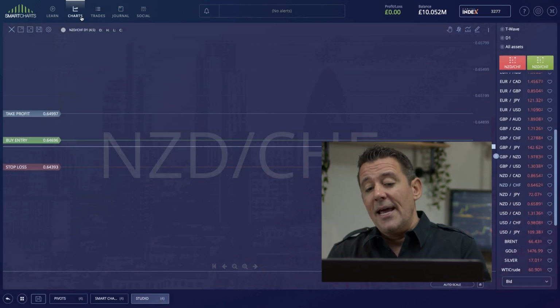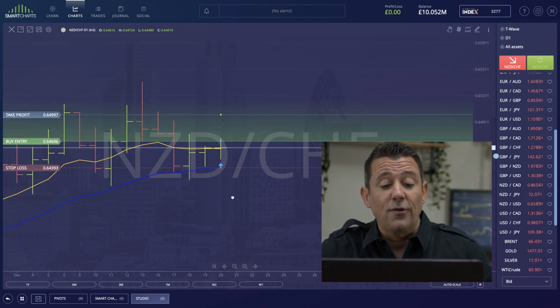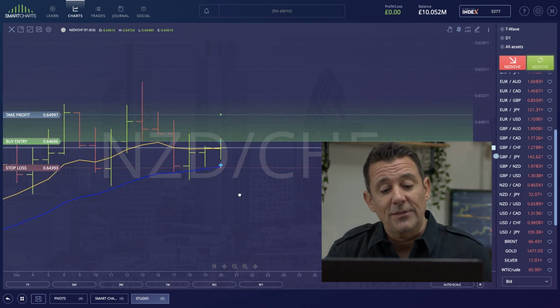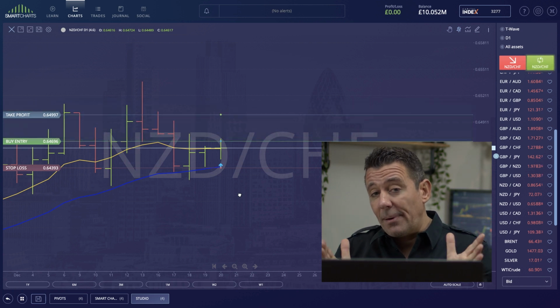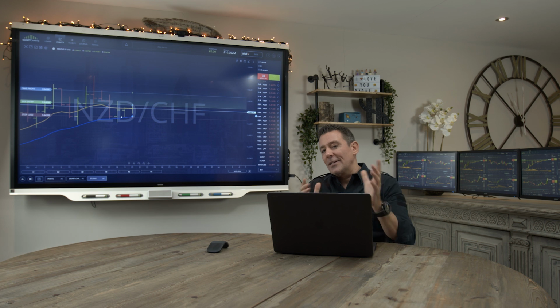It is in the system. It meets the criteria perfectly. We are literally 4 or 5 points away from entering the position. When we're entered, we are long, and the position will be managed by Smart Charts until it takes profit on that blue line. Okay, so that's the trend wave strategy.